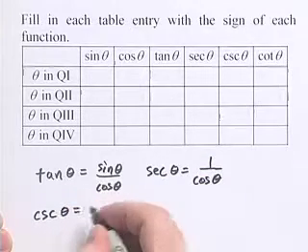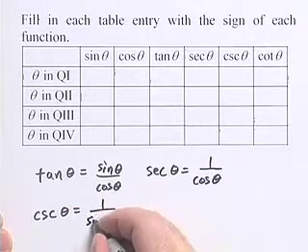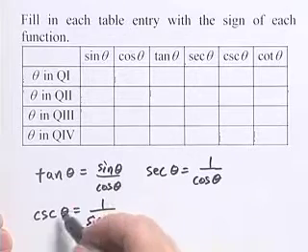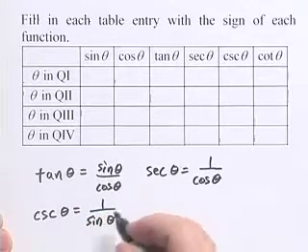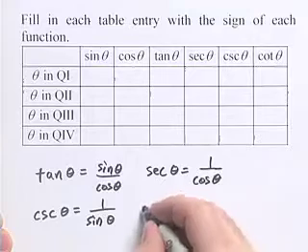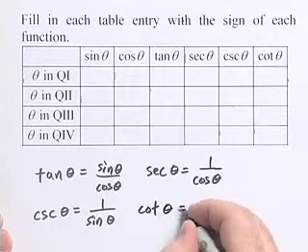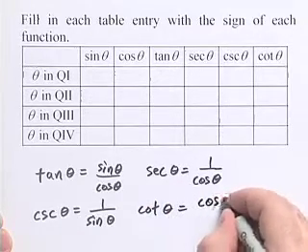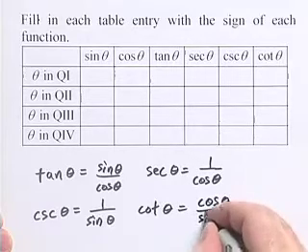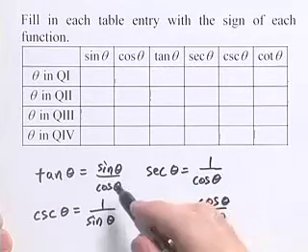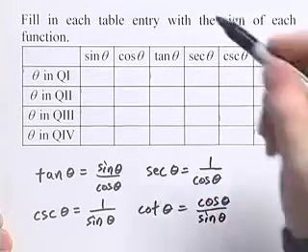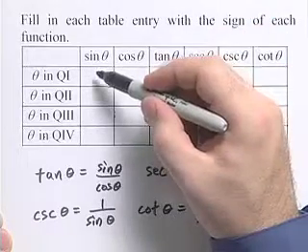Cosecant of theta is equal to 1 over sine theta. So it's going to have the same sign as the sine trig function. And then cotangent of theta is equal to cosine of theta over sine theta. It's going to have the same value then as the tangent. So we'll start off with sine.